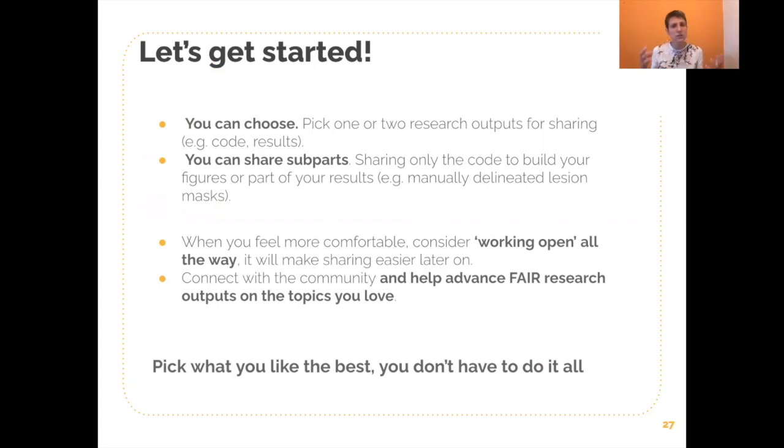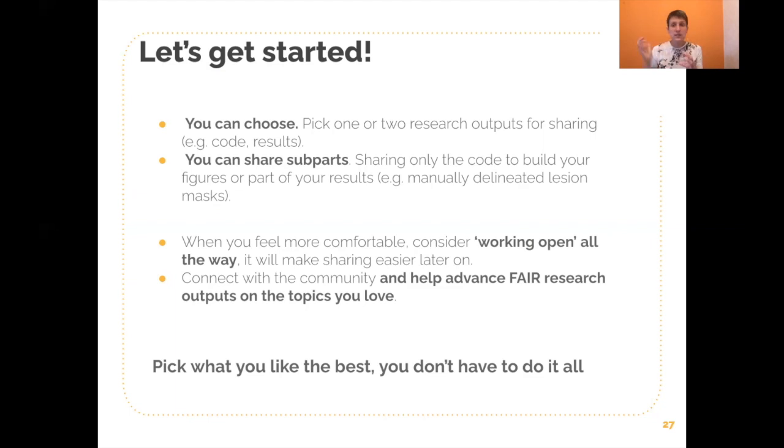Pick one or two research outputs, the ones that are easiest for you, or the ones that you care the most about. It could be just your code, because sometimes maybe in your lab it's not possible to share raw data because consent forms haven't been updated. Well, focus on what's easy for you. Start with the code maybe, and then later on you can go to other research outputs.